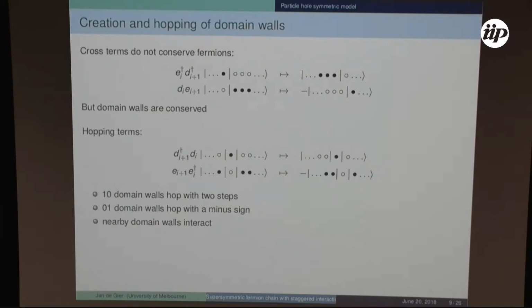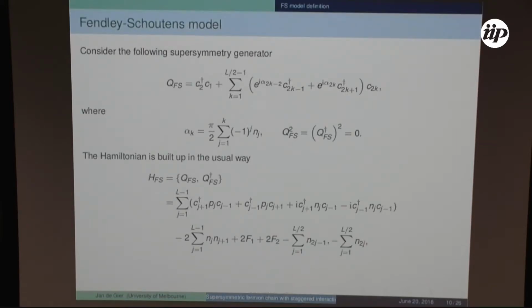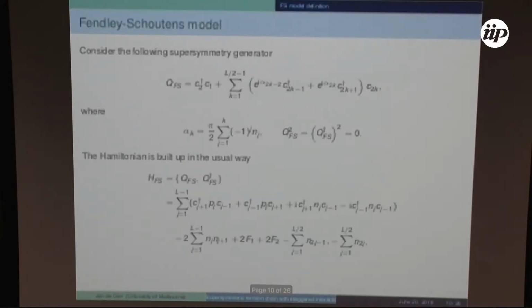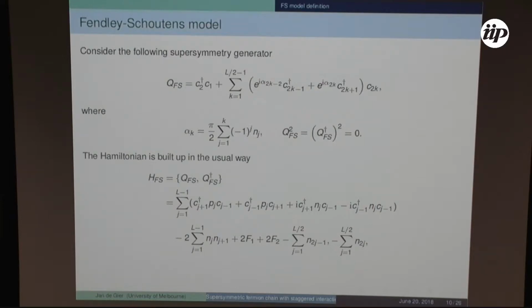Okay, so that's all nice. And so we studied this model, and now I will show some properties later on. But over the years, we discussed this with Carl-Jan, and he noted that there is this Fendley-Schoutens model, we call it, which is a very different type of supersymmetric model. And I want to say a few words about that.